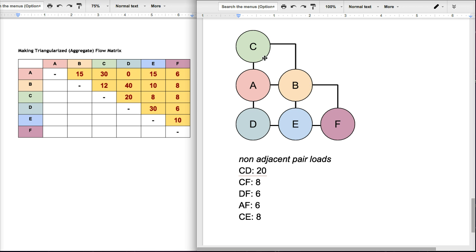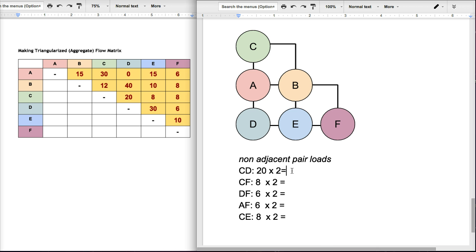again 2 apart. So C is 1, 2 apart. C and D is 1, 2 apart. C and E is 1, 2 apart. D and F are 2 apart. A and F is 2 apart. So each of those different amounts of traffic, they're going to be all multiplied by 2.